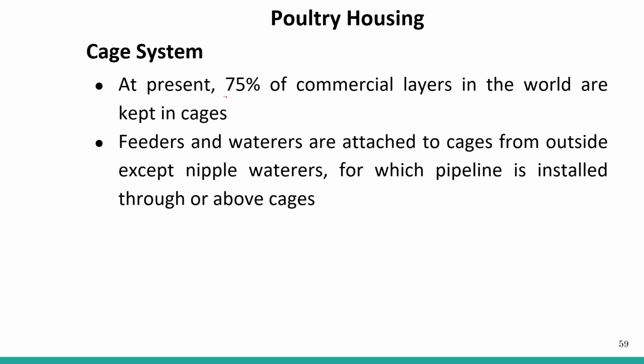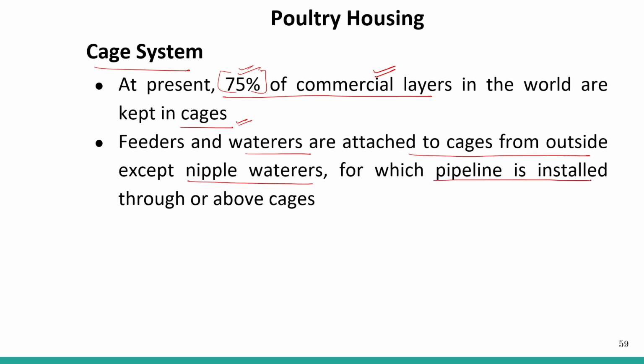At present, 75% of commercial layers of the world are kept in cages. So all the layers, around 75%, that is a big number. So they are opting for the cage system. Feeders and waters are attached to the cage from the outside, except nipple waters, for which the pipeline is installed through or above the cage. So feeders and water facilities are there from outside the cage.